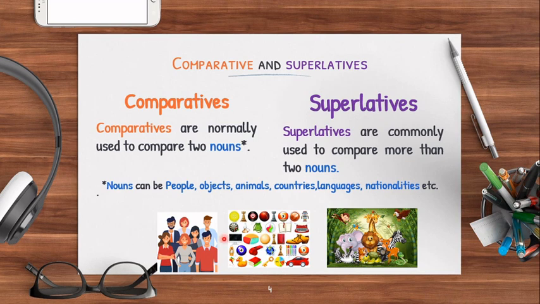So in order to do so, we need to learn first how to spell the adjective, the comparative adjective and superlative adjective. And we need to know the rules. So we are going to do this step by step. So let's move on.